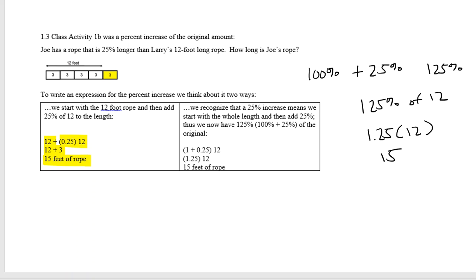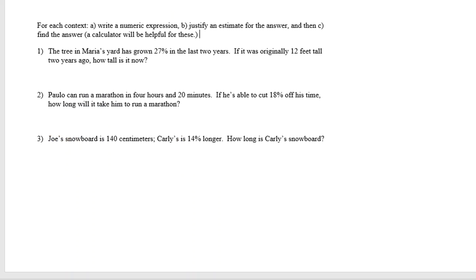Okay, so we can add the increase of the 25%. We can multiply that by the original amount, and that also gives us our 15 feet of rope. So both of these expressions work. They're both correct. They're equivalent expressions. Okay, so let's try a few more of these. We're going to take a situation and we are going to write the math for it. And there is more than one way that we can do that.